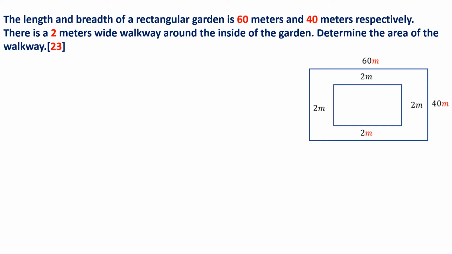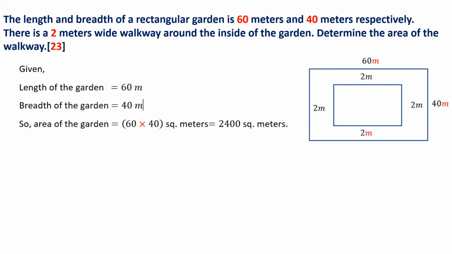Determine the area of the walkway. There is a simple way of determining it. I'm going to find the area of the total block with the walkway, 60 times 40, and then find the area of the little rectangle inside. Then I subtract that small rectangle's area from the large one, and I will have my walkway area. That is how I'm going to solve this problem. So let us see this in action.